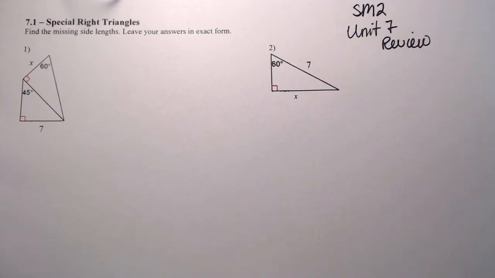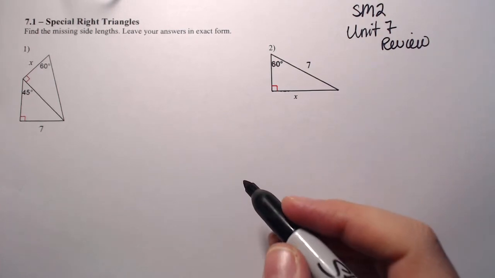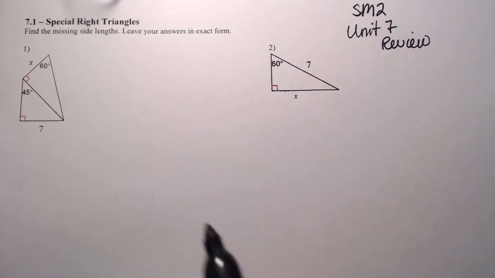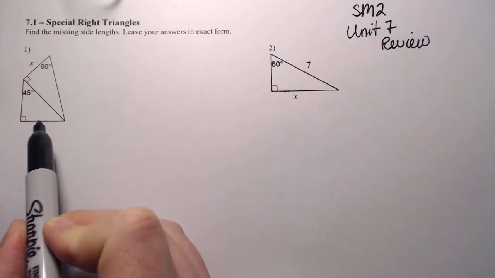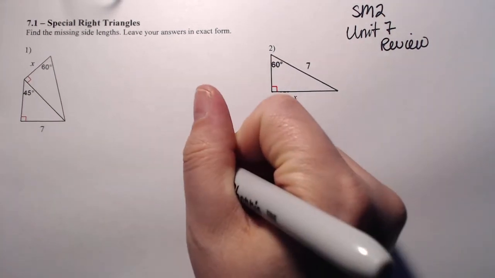This is Secondary Math 2 Unit 7 review. I'm going to just go over Section 7.1 for this video. So when we're dealing with special right triangles, we need to know how they're set up. This one involves a 45-45-90 and a 30-60-90, so I'm going to draw both of them.